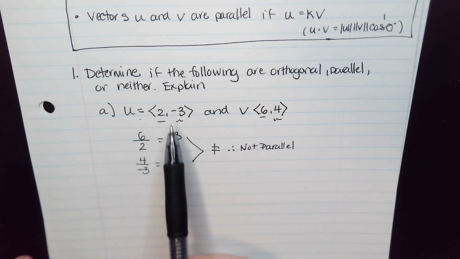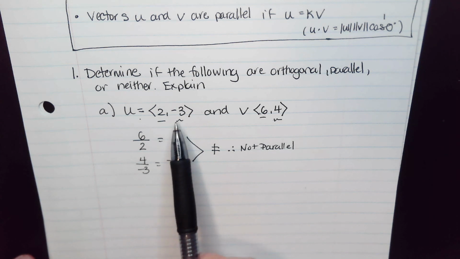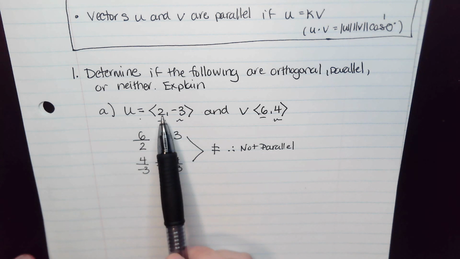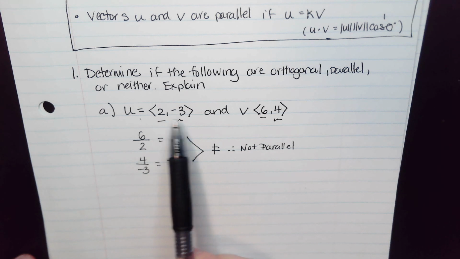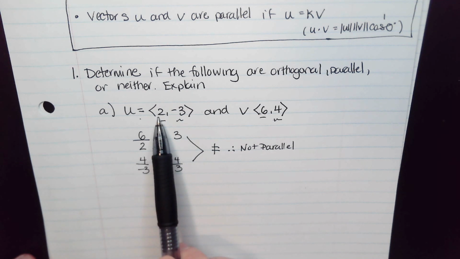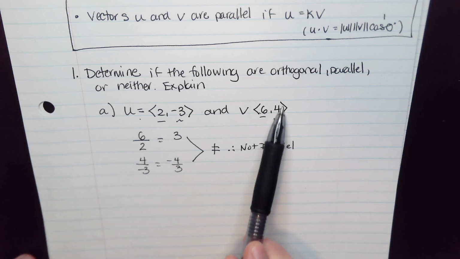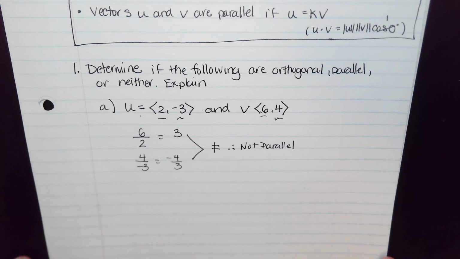In order to be parallel, we have to take one of the vectors and be able to multiply it by a scalar quantity. And remember, when you multiply by a scalar quantity, you distribute it. So if I multiplied this by 4, I would get 8, negative 12. If I multiplied this by 3, I would get 6, negative 9. Since this number is not a negative 9, these are not parallel to each other.